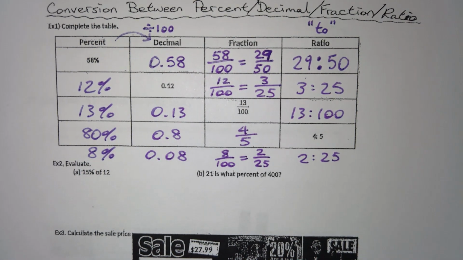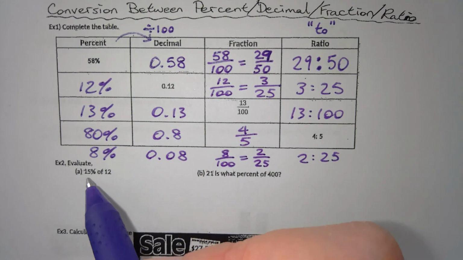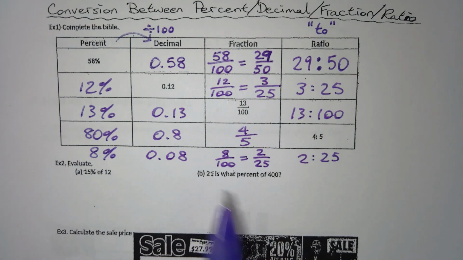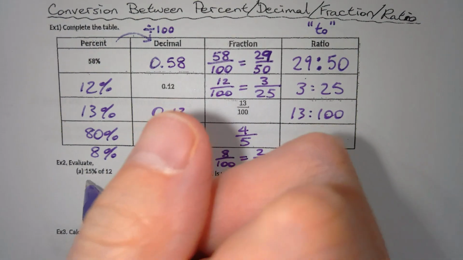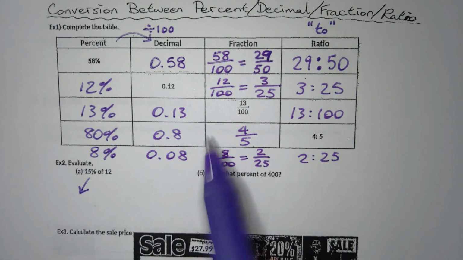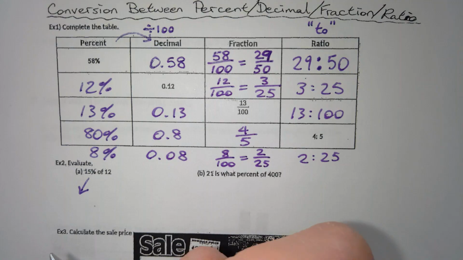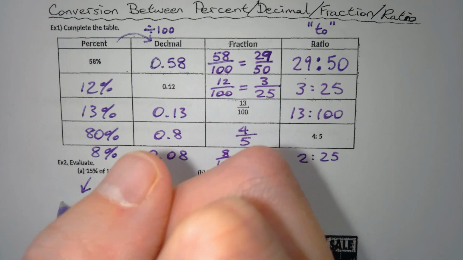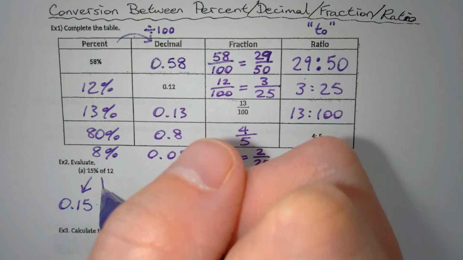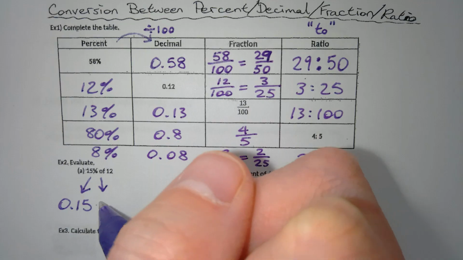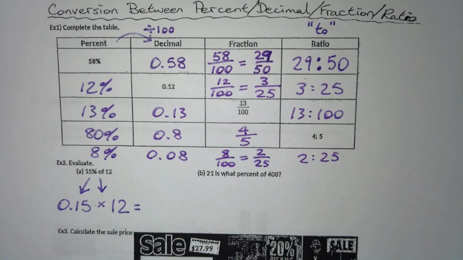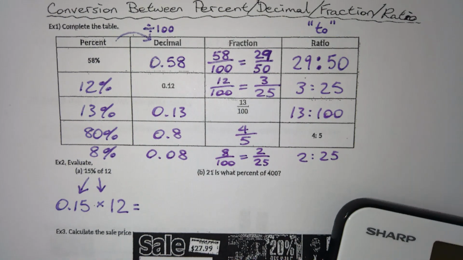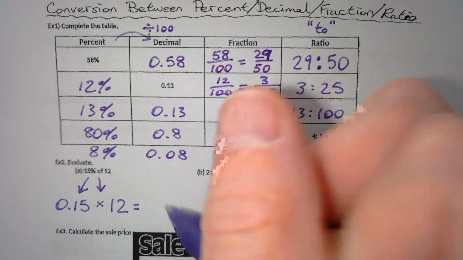Yep. Okay. Evaluate 15% of 12. So whenever you see a percentage in the question, you have to change it to a decimal. So since we just did a whole bunch of these, what is 15% as a decimal? 0.15. What does "of" mean? Multiply. Good job. Okay, so 0.15 times 12. What is that? You get 1.8.